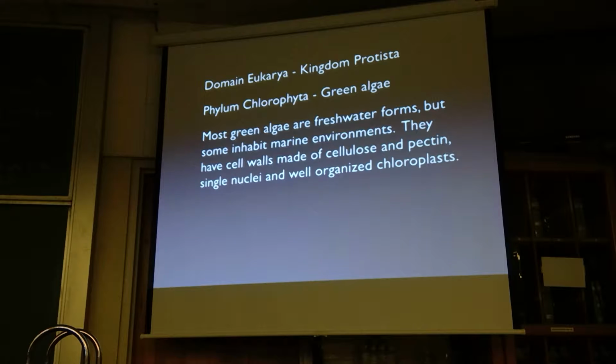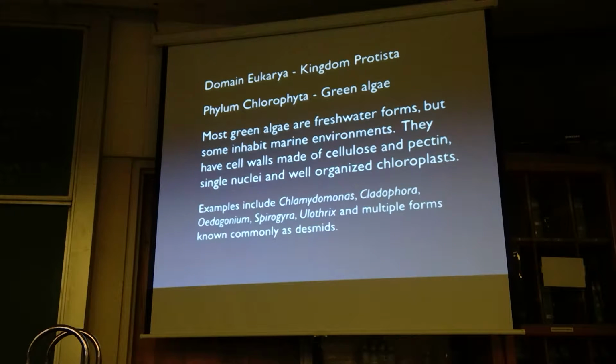It wasn't until quite a bit later that people started categorizing them based on nucleotide sequences, and that's why the taxonomy is all messed up now. So they started doing that. It's like, oh man, these guys aren't related at all the way we thought they were. Anyway, our examples include Chlamydomonas, Cladophora, Oedogonium, Spirogyra, Ulothrix, and a group called Desmids.